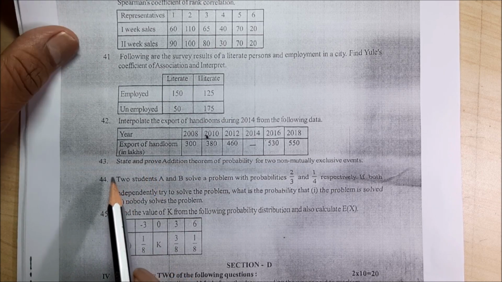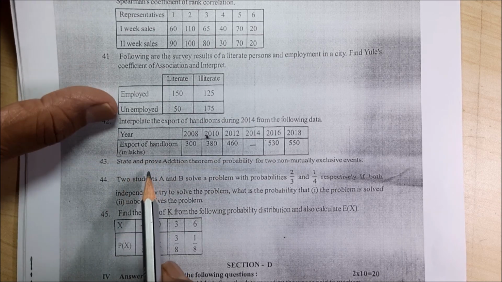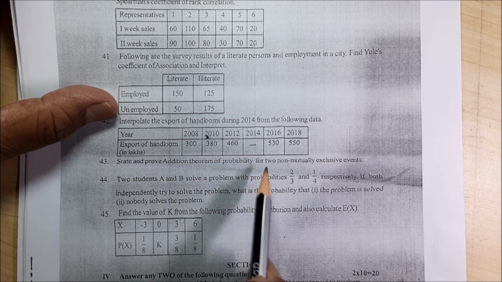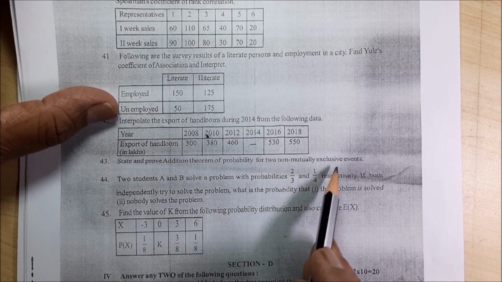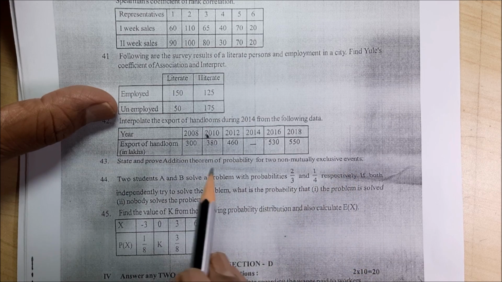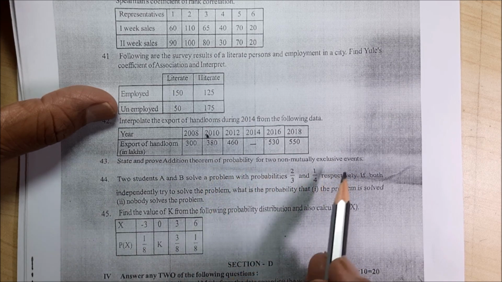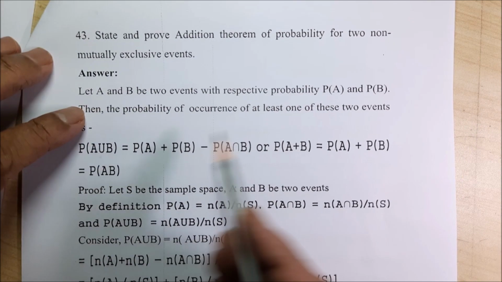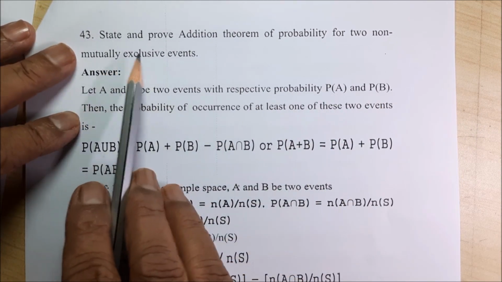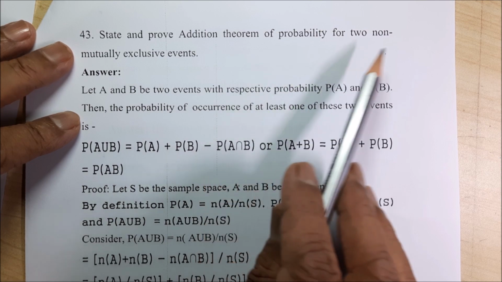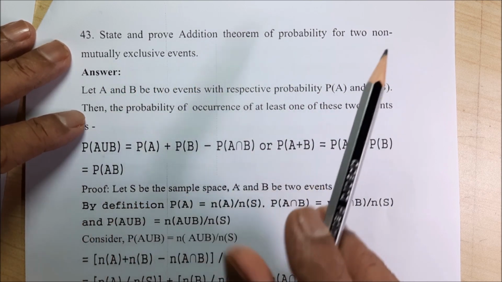Now the 43rd question is a theory question. State and prove the addition theorem of probability for non-mutually exclusive events. Mutually exclusive events are one or the other, but here we have non-mutually exclusive events. For that you have to write the theorem. I have written the theorem. You just go through it. State and prove the addition theorem of probability for two non-mutually exclusive events.